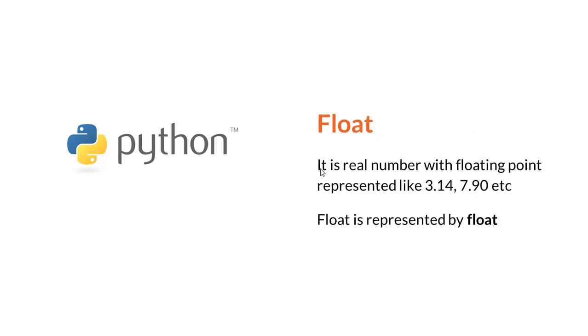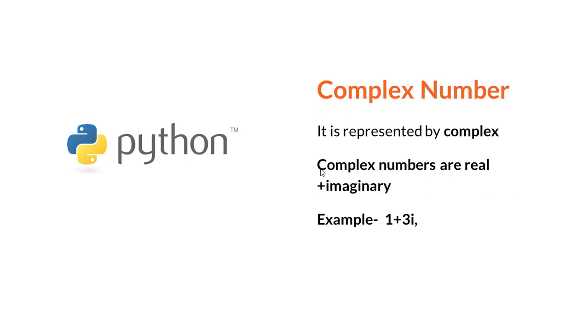The next data type is float. It's a real number. Whenever you have a floating point value, like 3.14, 7.9, 1.8, anything, it will be a float. Generally, float is represented by float in Python. Now this is the complex number. Whenever you have any complex number, it will be represented by complex. You can see one example is 1 plus 3i. You can have n number of examples here.